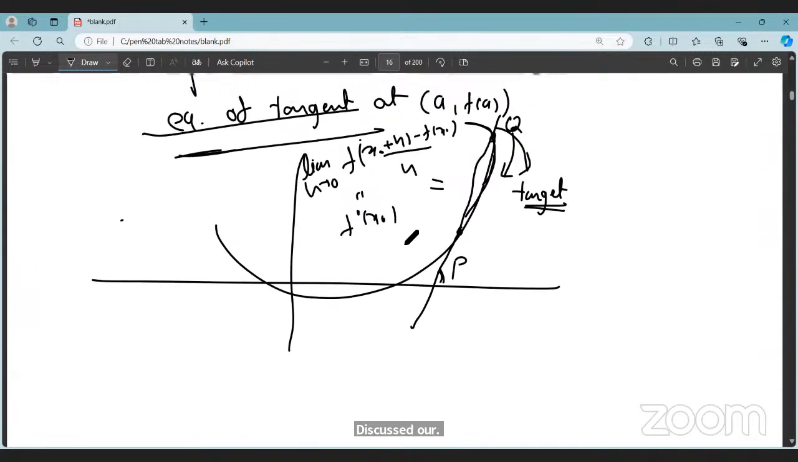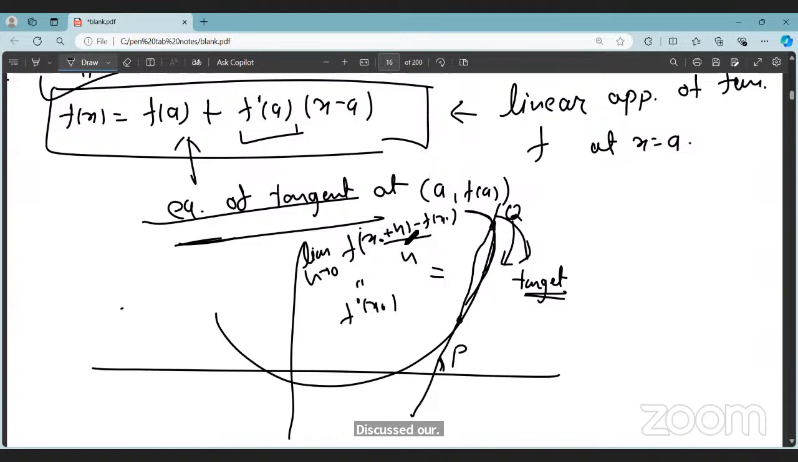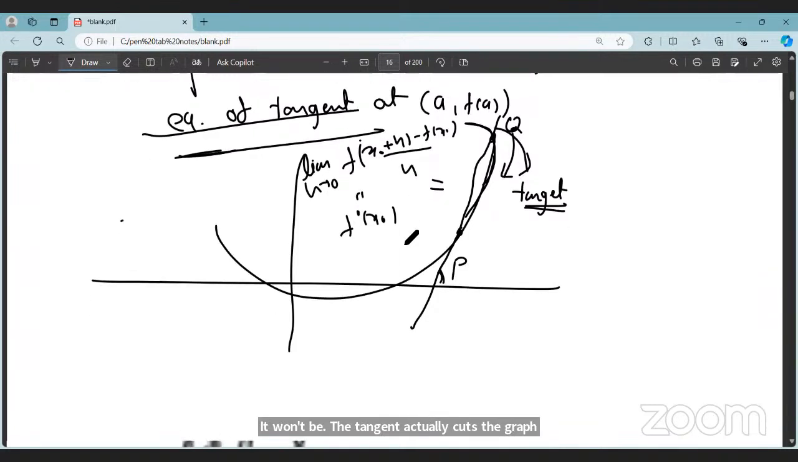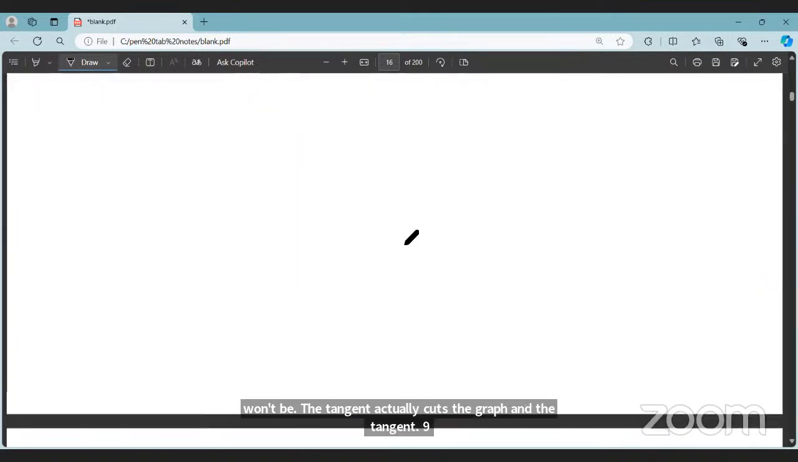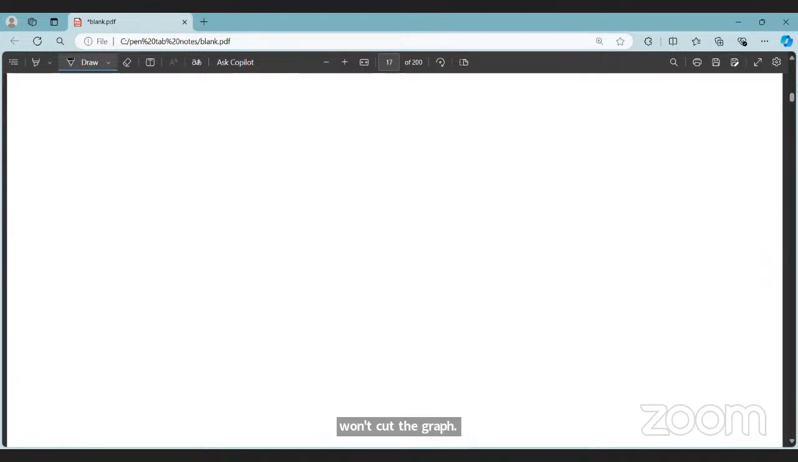At the critical point, we can find out that line. The line will exist, that's sure, but it won't be the tangent line. It actually cuts the graph, and the tangent line won't cut the graph. Okay, that's the thing. So that much we have to discuss from week 8.